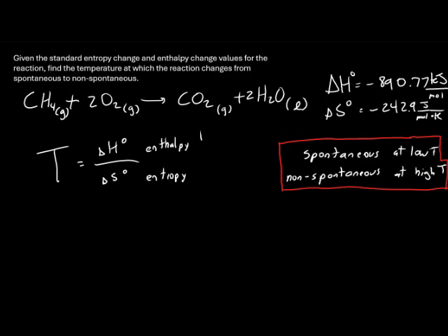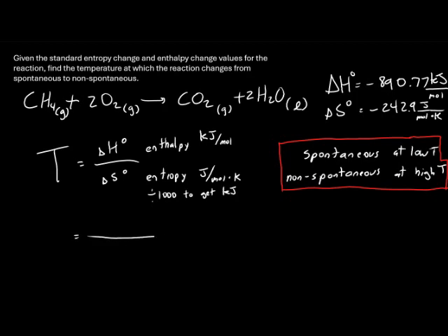The enthalpy will usually be in the units kilojoules per mole. The entropy will be in units joules per mole Kelvin. So we'll have to remember to change the units for entropy to make them match the enthalpy. Most of the time, we'll just say divide by 1,000 to change to kilojoules.